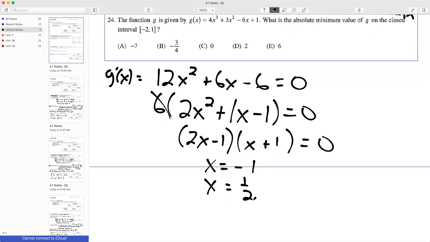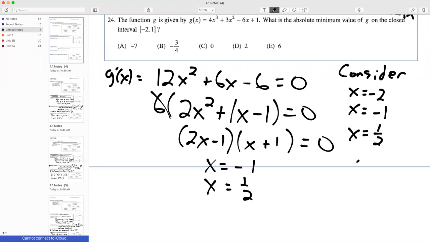So I'm going to make my consider list. And I've got an endpoint at -2. And I've got one of my potential critical points at -1. And one of my other potential critical points at 1/2. And then the other endpoint was at 1. So I'm considering these 4 values. Do we not consider negative?